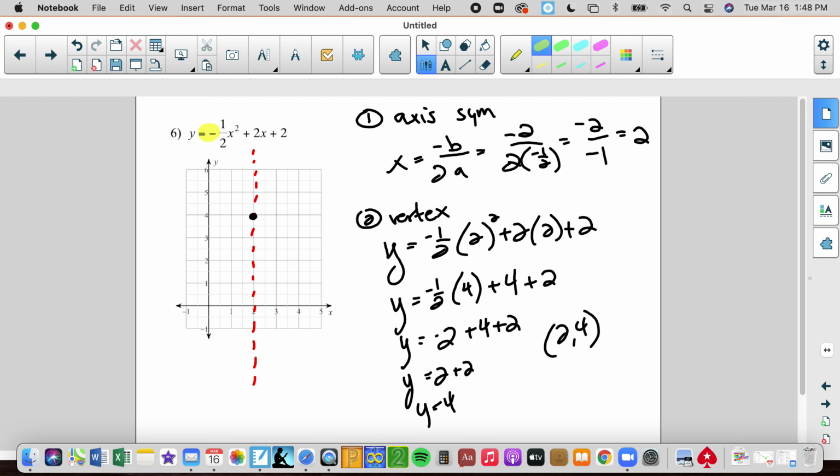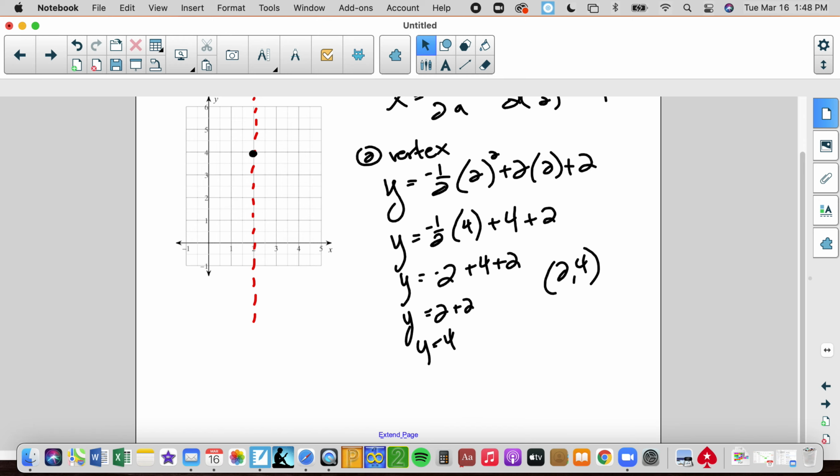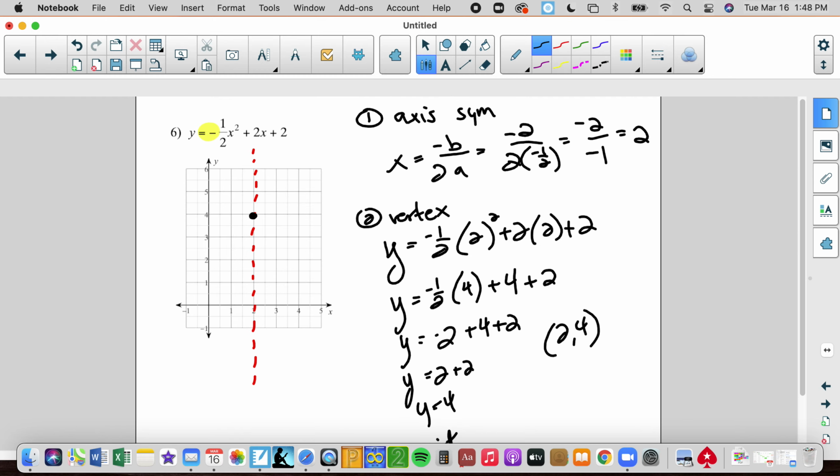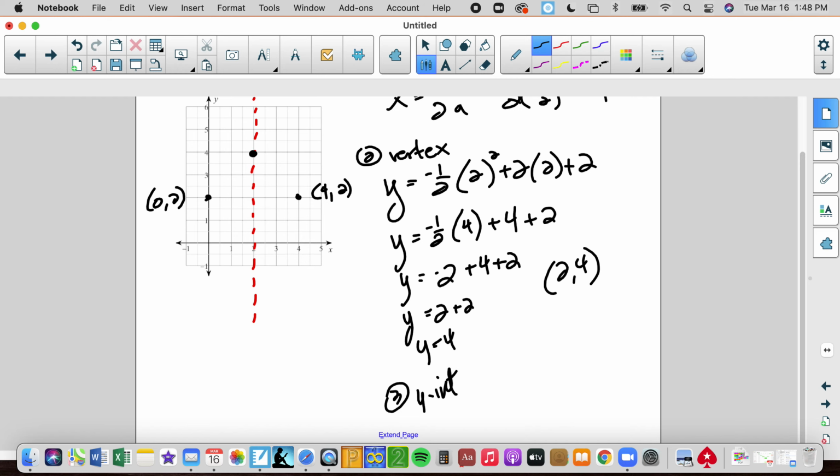Notice, hopefully you noticed, upside down graph. Your y-intercept is 2. 1, 2, 3, 4 away. That is 4 on the x, 2 on the y. This is 0 on the x, 2 on the y. So y-intercept and mirror, super easy.